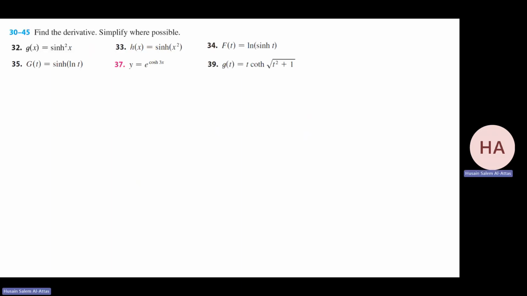Okay, what is this? Find the derivative. I need to do the derivative for some functions. Okay, let us do it one by one. 32, what will be g prime? It will be 2 sine hyperbolic x cosine hyperbolic x, which, if you notice, will be sine hyperbolic 2x.